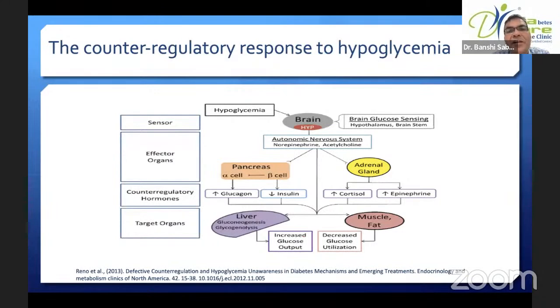So, the counter-regulatory response to hypoglycemia. First, the brain detects it, the autonomic nervous system is activated, and norepinephrine and acetylcholine both increase. At the pancreas, there is an increase in glucagon.